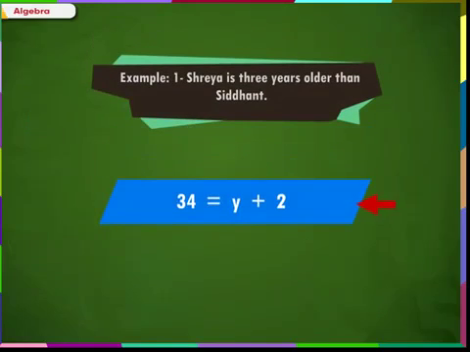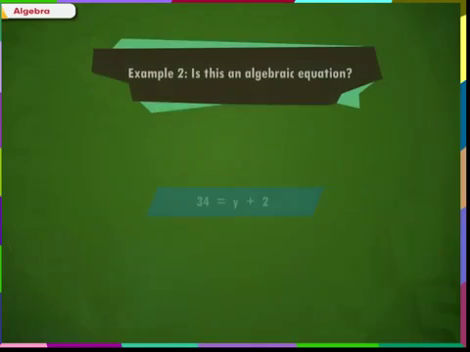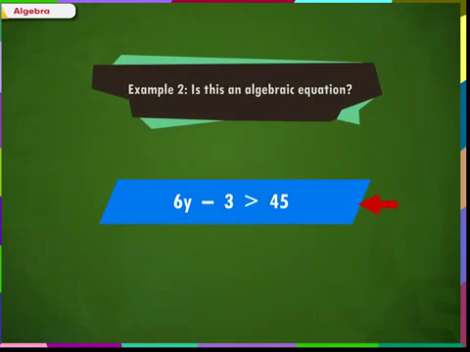Example 1. Is this an algebraic equation? 34 is equal to y plus 2. Yes, this is an algebraic equation as it contains a variable, a constant and the equal to sign. Example 2. Is this an algebraic equation? 6y minus 3 is greater than 45. No, this is not an algebraic equation. Though it consists of variables and constants, it does not contain any equal to sign.